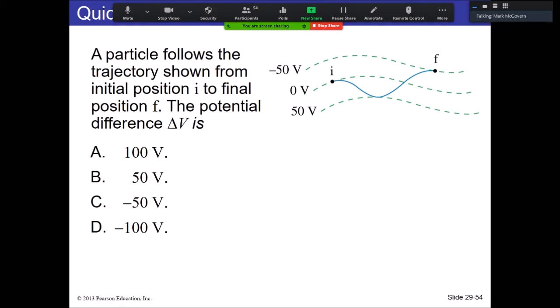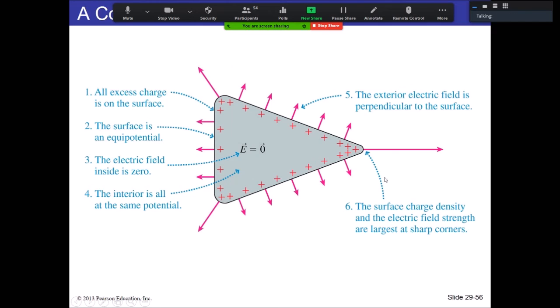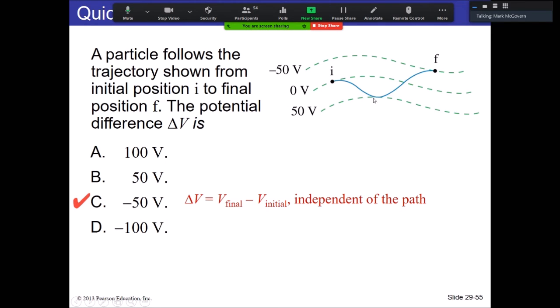So, a particle follows the trajectory shown from I over to F. What is the potential difference here? The answer is C. We go from 0 down to minus 50 volts. The potential difference is minus 50 volts. Excellent. It doesn't matter, by the way, that we went up here.